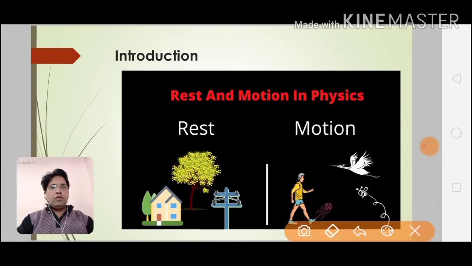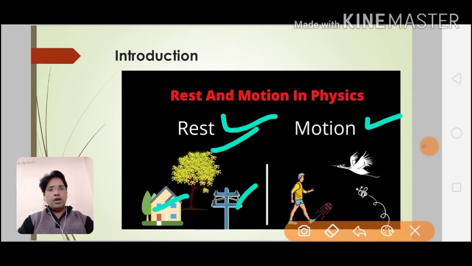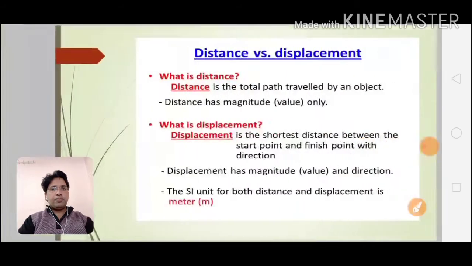First we will understand what exactly is rest and what you mean by motion. What is the difference between rest and motion? Rest is anything which is not moving, for example a tree, a house and an electric pole. Motion means changing position from one place to another place. You can see a boy walking, or kicking the football, or birds flying. These are all examples of motion.